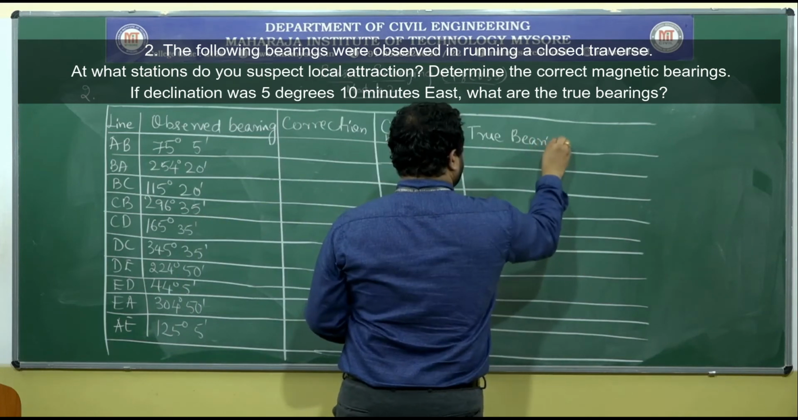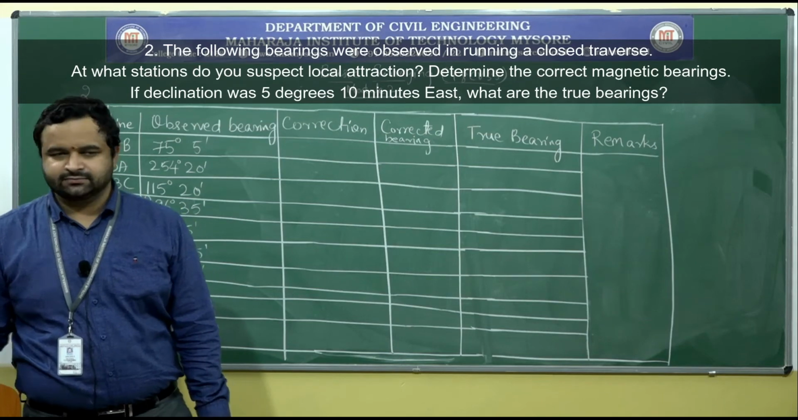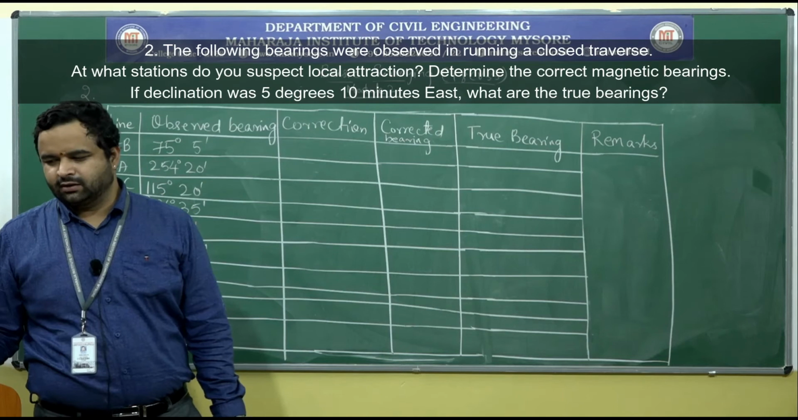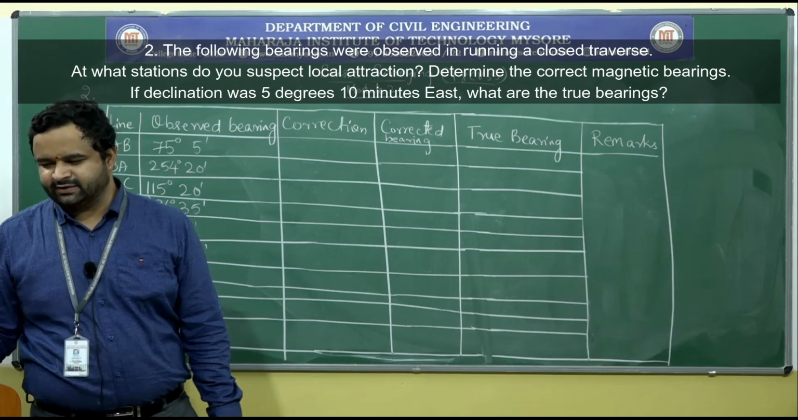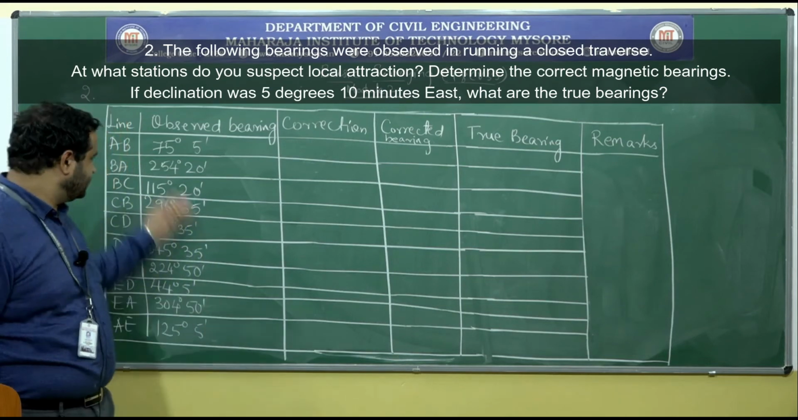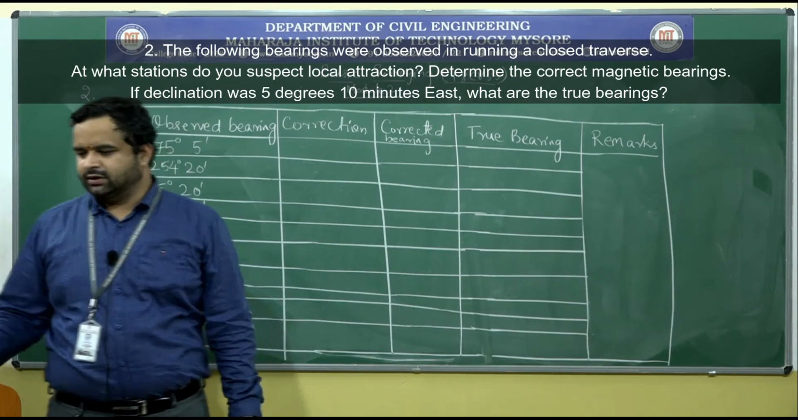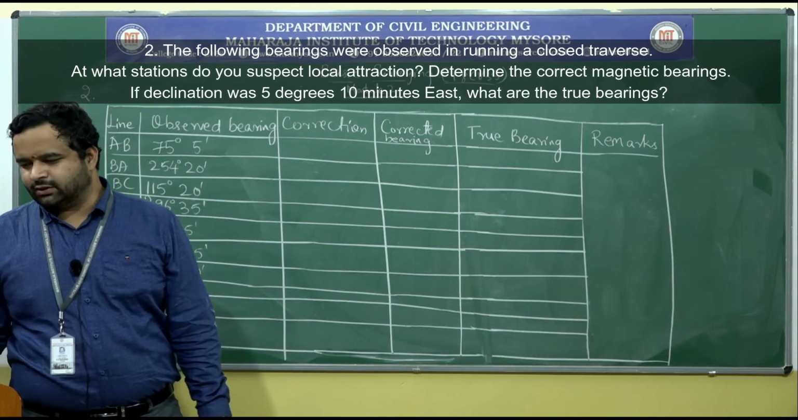True bearing. The following bearings were observed in running a closed traverse, and the various bearings are given as shown. That is, line AB, forebearing is 75 degree 5 minutes, back bearing is 254 degree 20 minutes, and I have written same bearings in this manner, AB, BA, that is as shown in the table. At what stations do you suspect the local attraction?